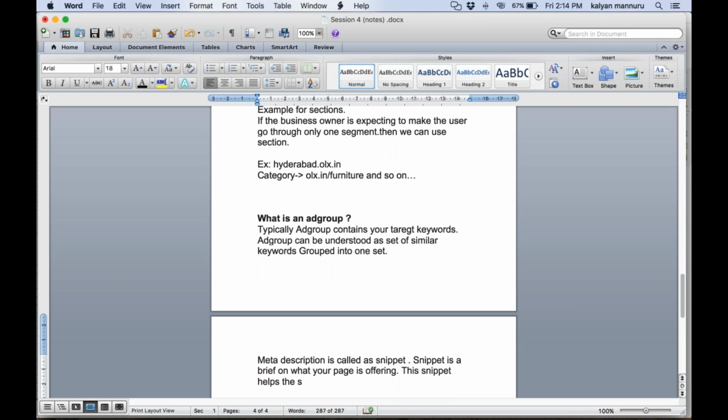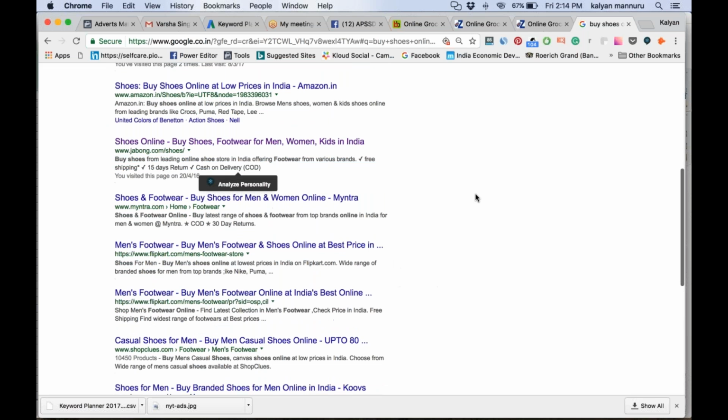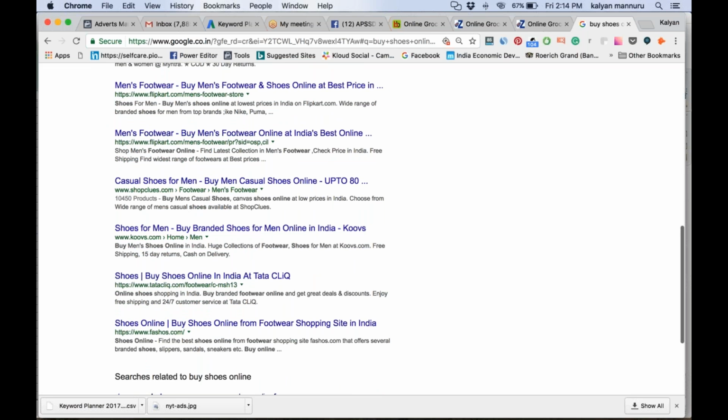This snippet helps the search user take a clickable decision. As a user, he sees 10 results in one page. So which one should I use? Which one should I click on? We know Jabong, we know Amazon, but why would I use Shopcluse or Cooves? We might use these based on the description that they have written, the snippet that they have provided.